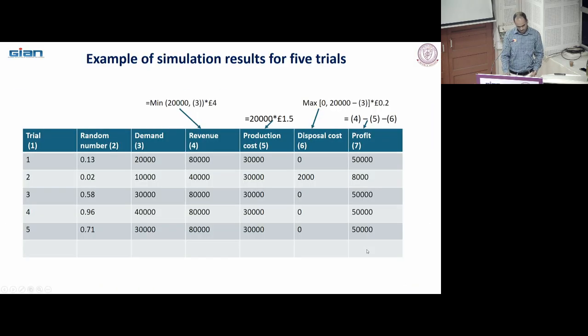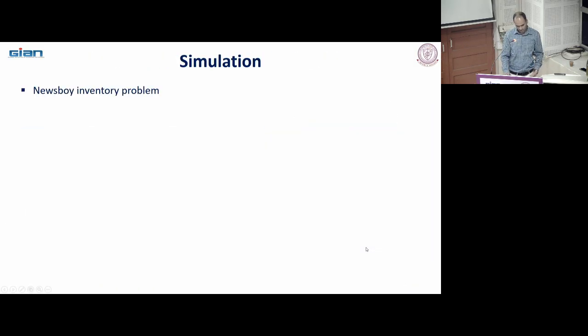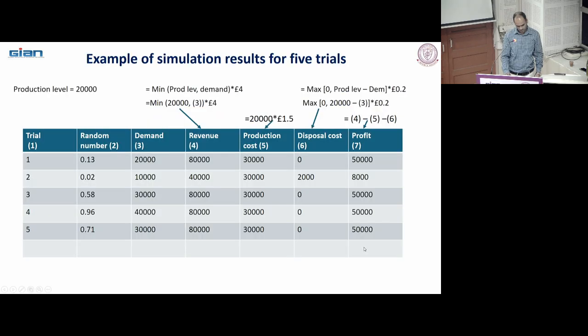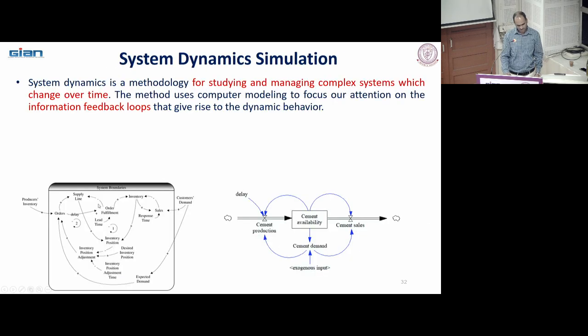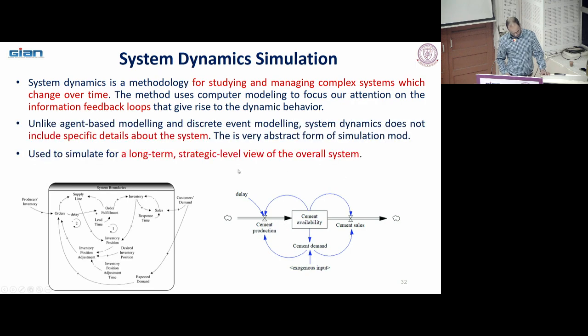Then you have Monte Carlo. We already discussed that case, newsvendor. Agent based is done. Then system dynamics, again you can see the long term level. You can see the impact, the feedback loops, inventory, production. This is used for a long term strategic level view of the overall system. Here you don't need to define the operational level or medium term parameters.